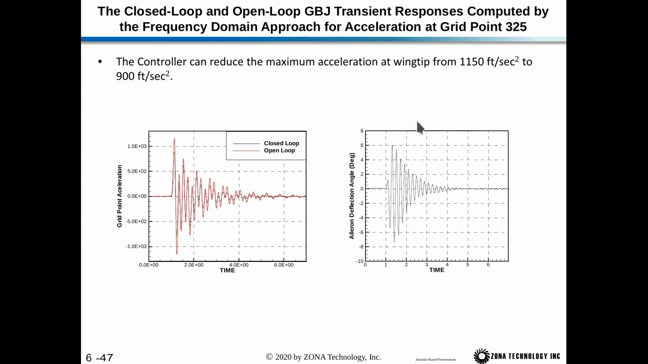Now if we look at our aileron deflection angle, you can see that the aileron was working actually quite hard. We've hit a max positive 6 degrees and about minus 7 degrees. And the frequency of the aileron here is about 5 hertz. The dominant frequency, I should say, or the low frequency.